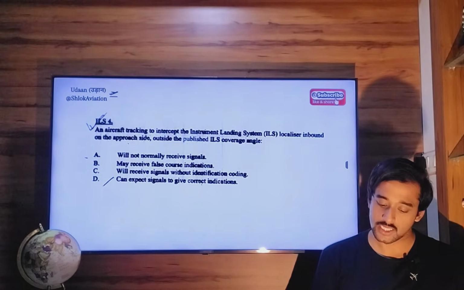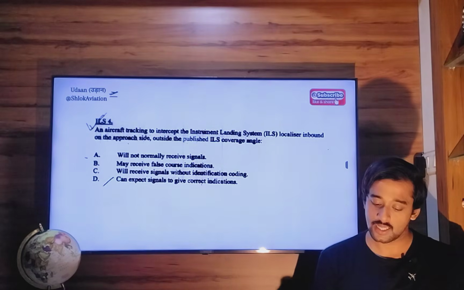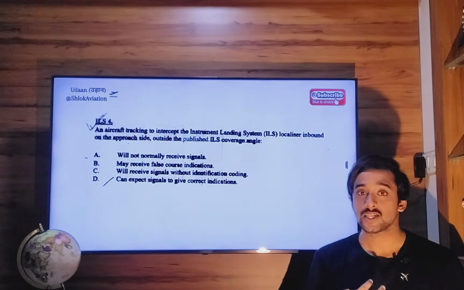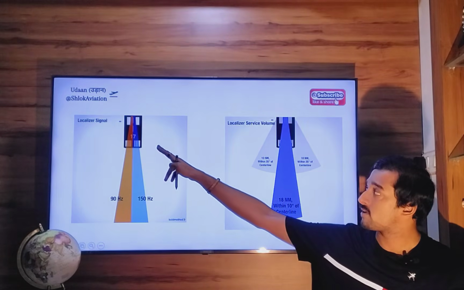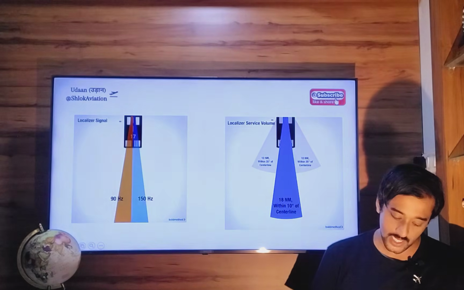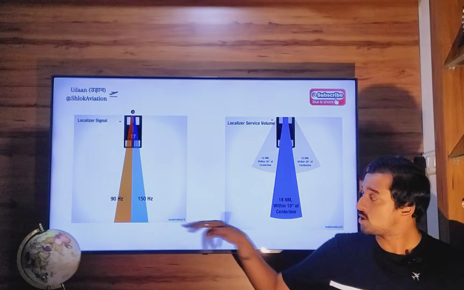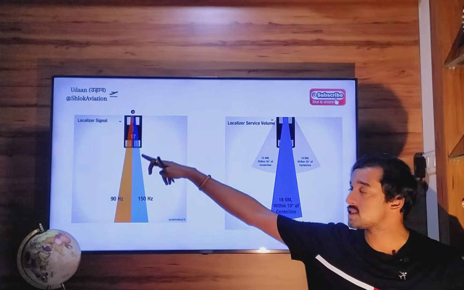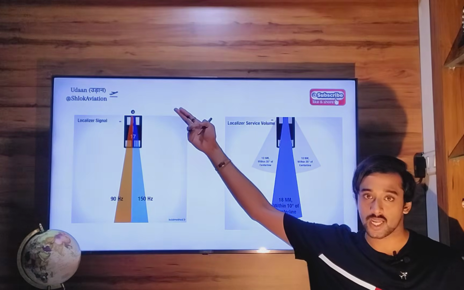Aircraft tracking to intercept the ILS localizer inbound on the approach side outside the ILS coverage angle will suffer from what drawback? So, now this is your runway. Now this will be your ILS localizer signal. Your ILS localizer antenna will be installed on the opposite side of the runway. You're approaching the runway from this side. The ILS localizer antenna will be on the opposite end of the runway.